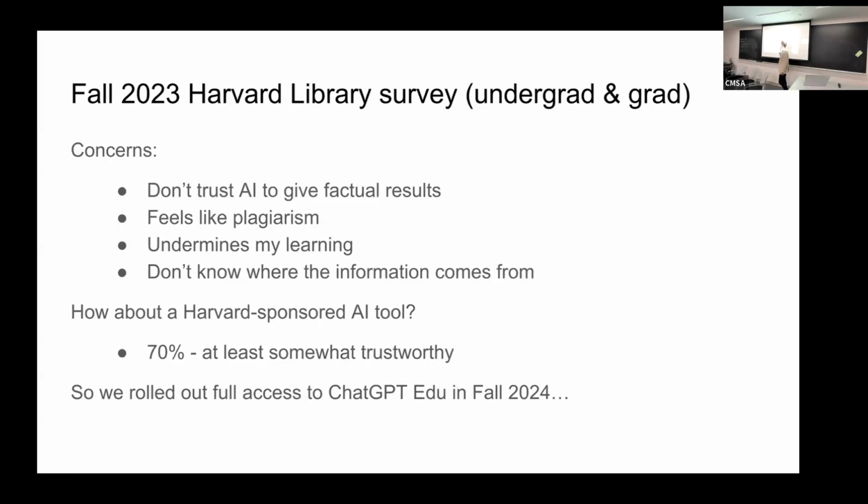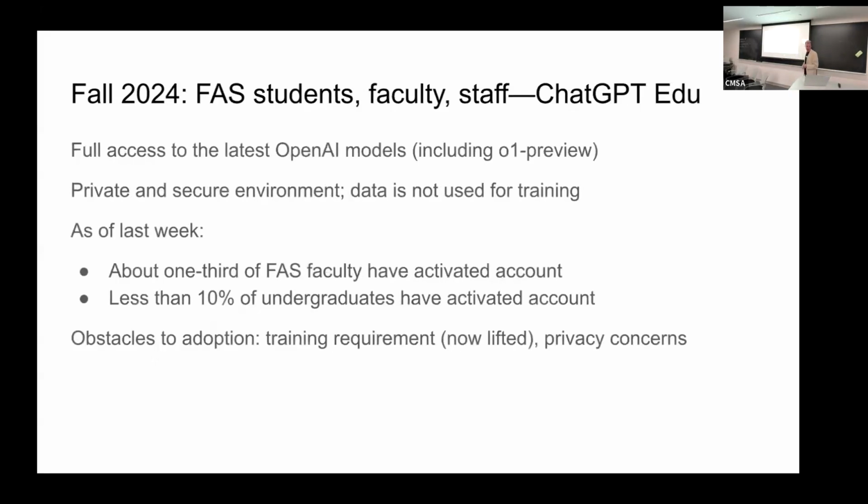And at the time, 70% said, when they were asked, if we created a Harvard-sponsored AI tool, would you trust it? 70% said yes, this would be at least somewhat trustworthy. So this fall, we've rolled out to all Harvard faculty, staff, and researchers. So I believe probably everyone here, if you're Harvard affiliated, should now have access to ChatGPT EDU. And this does give full access to the latest OpenAI models, including O1 Preview.